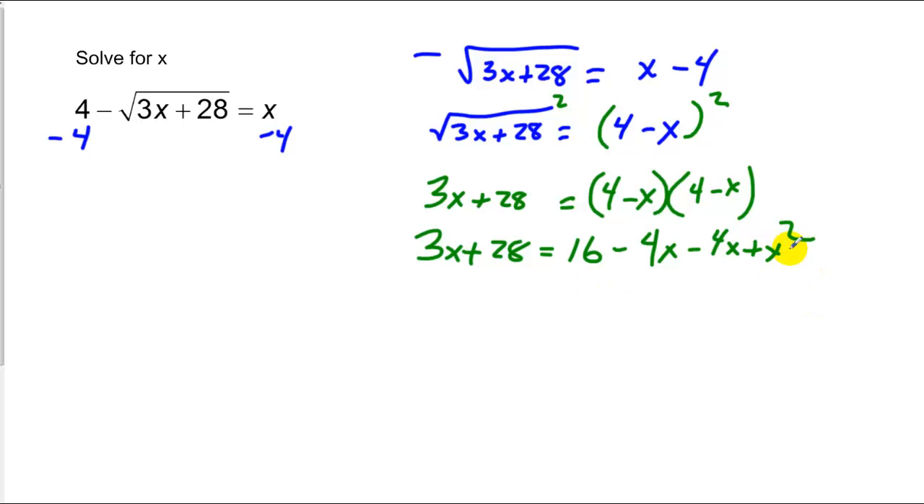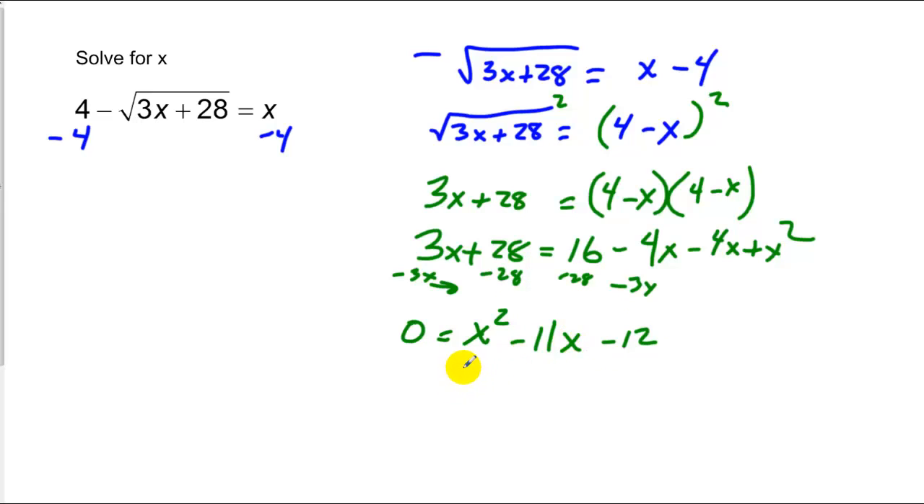Notice I have an x squared in my problem, therefore I'm going to have to set it equal to 0. So I'm going to bring both these terms over to the other side. So I have 0 equals x squared. Going to subtract 3x. That's going to leave me with negative 8 and negative 3, which is negative 11x. And I'm going to subtract 28 from both sides. And that's a negative 12.